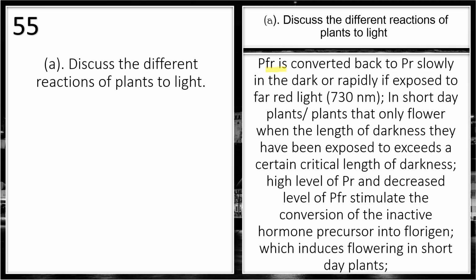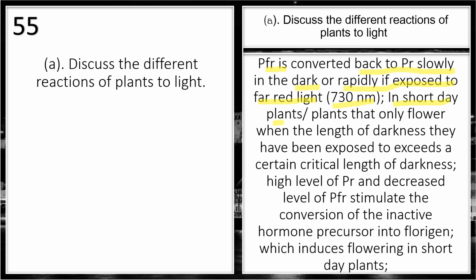Phytochrome far red is converted back to phytochrome red slowly in the dark, or rapidly if exposed to far red light, that is, 730 nanometer.